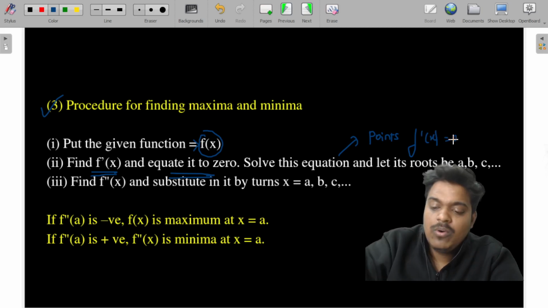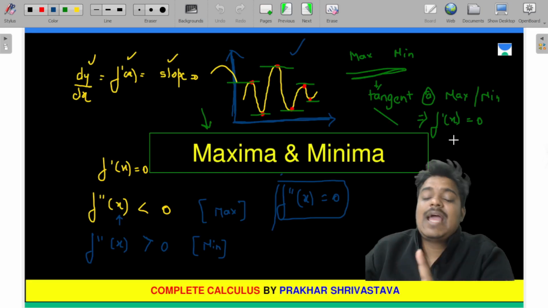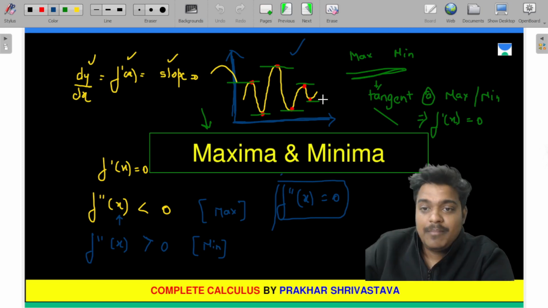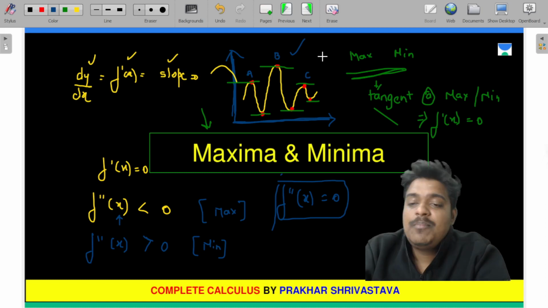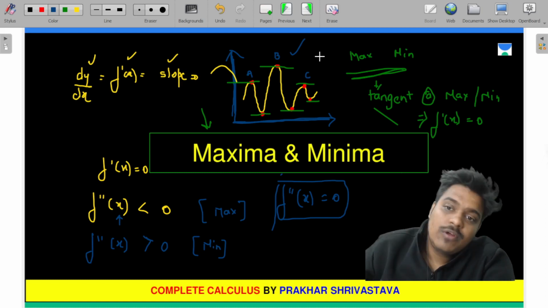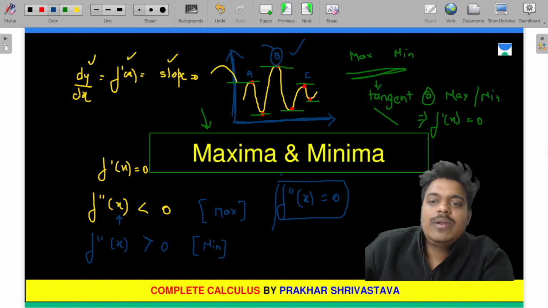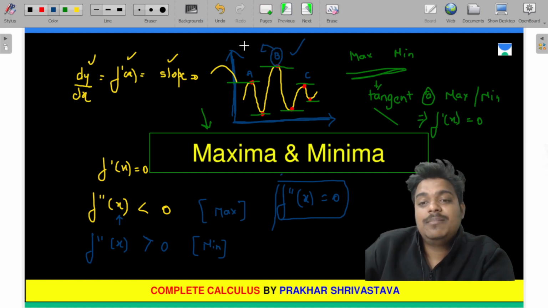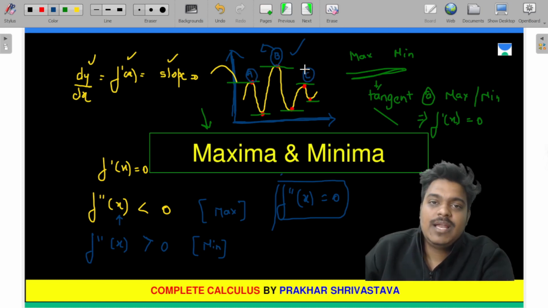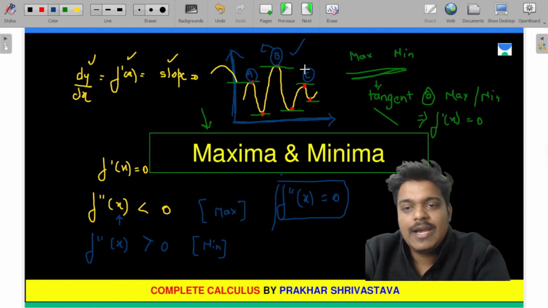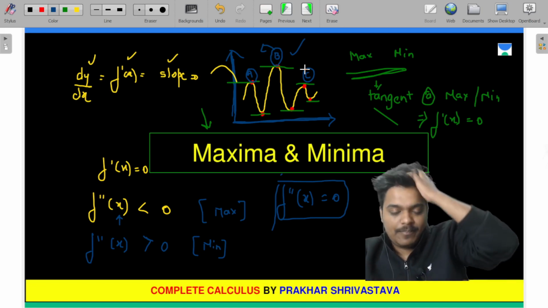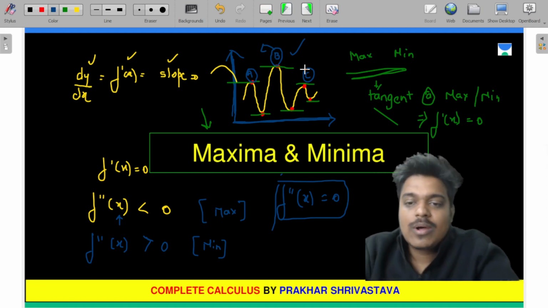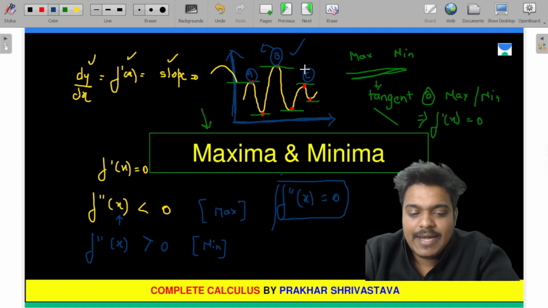But now first of all, it can be a maxima or it can be a minima. If I tell you this is point A, this is point B, and this is point C, all 3 points A, B, C are maxima. But out of them, B is known as the absolute maxima, whereas A and C are known as local maxima. Is that clear? I hope you have got the idea between the absolute maxima and the local maxima.